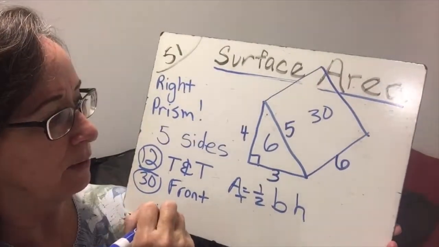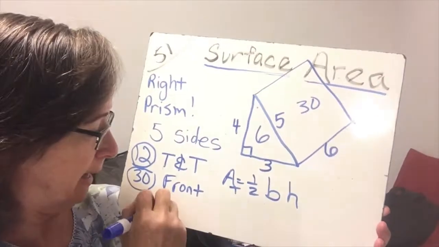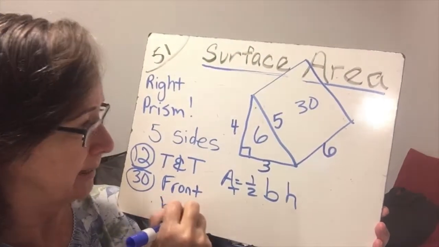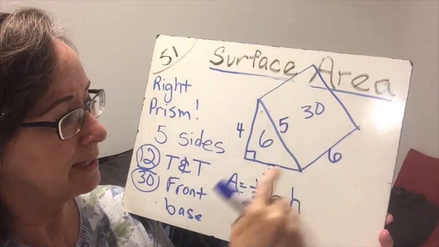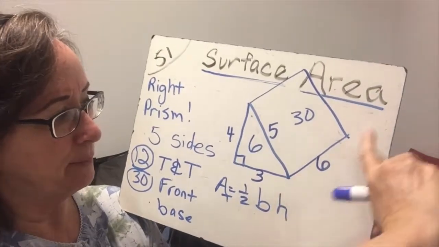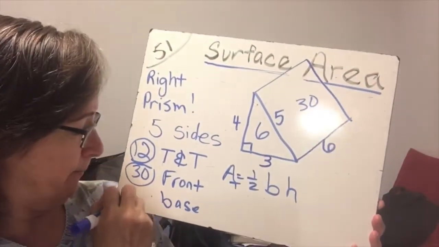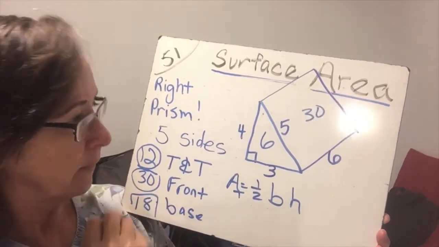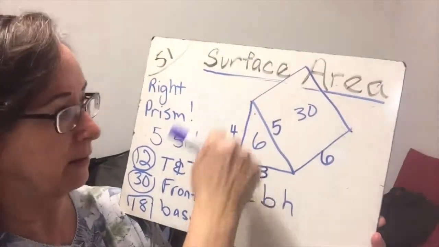Okay, now let's look at the base. The base, or the bottom of the tent, is 3 times 6, which is 18. And I have one more side that's over here.